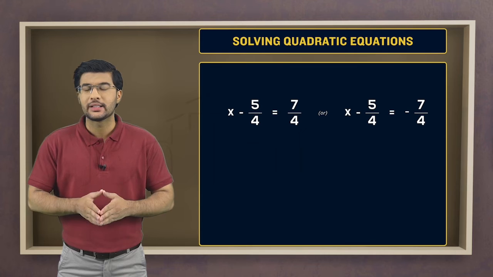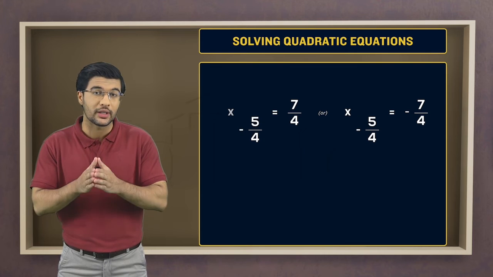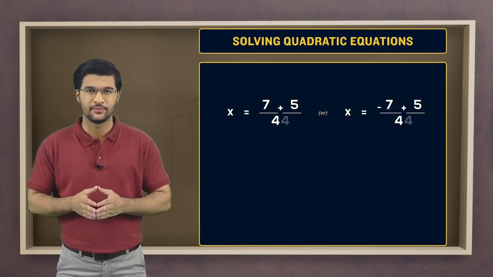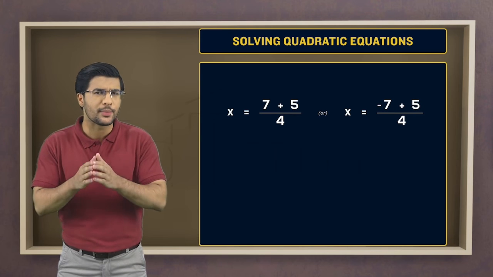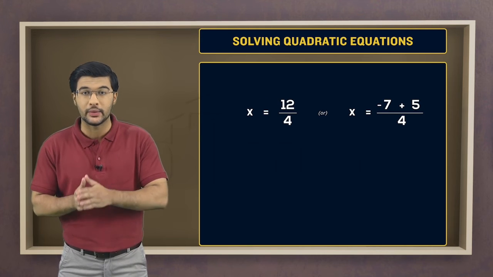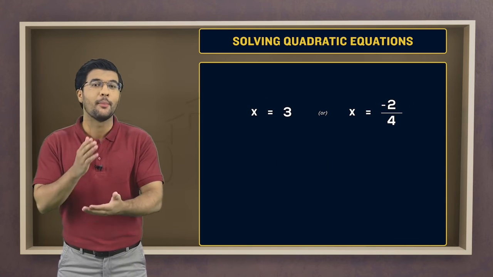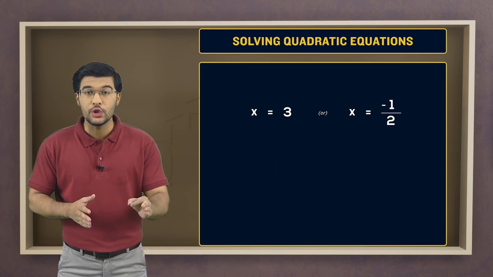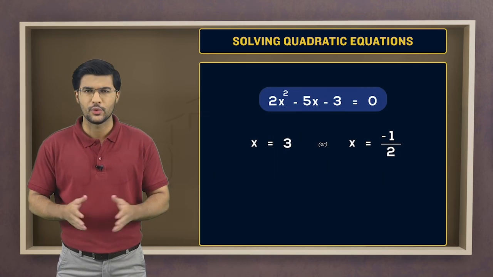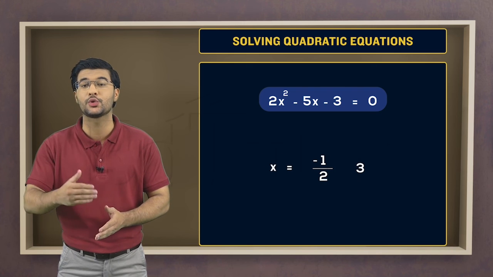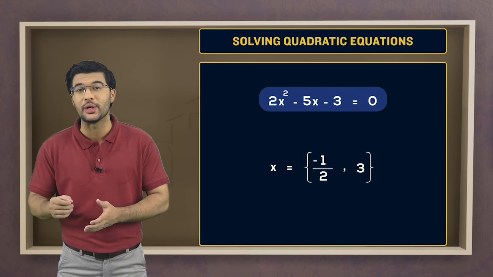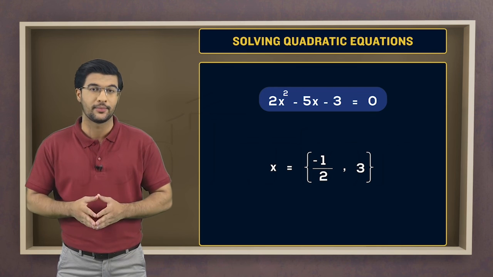To isolate x, we shift minus 5 upon 4 on the right side of the equation. Add and subtract them. And with the use of simple math, this turns out to be 3 and this minus 1 upon 2. Thus, we have found the roots of the given equation, which can be written in brackets as the solution set. This is how you solve a quadratic equation by completing the square.